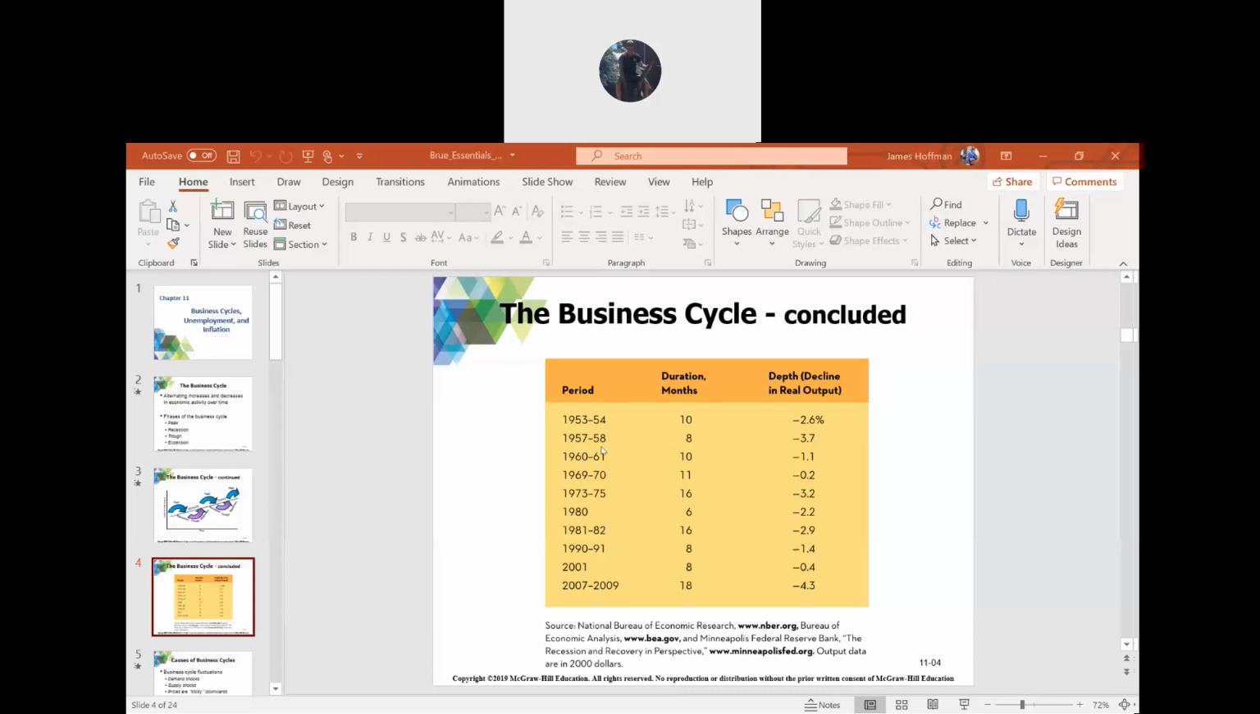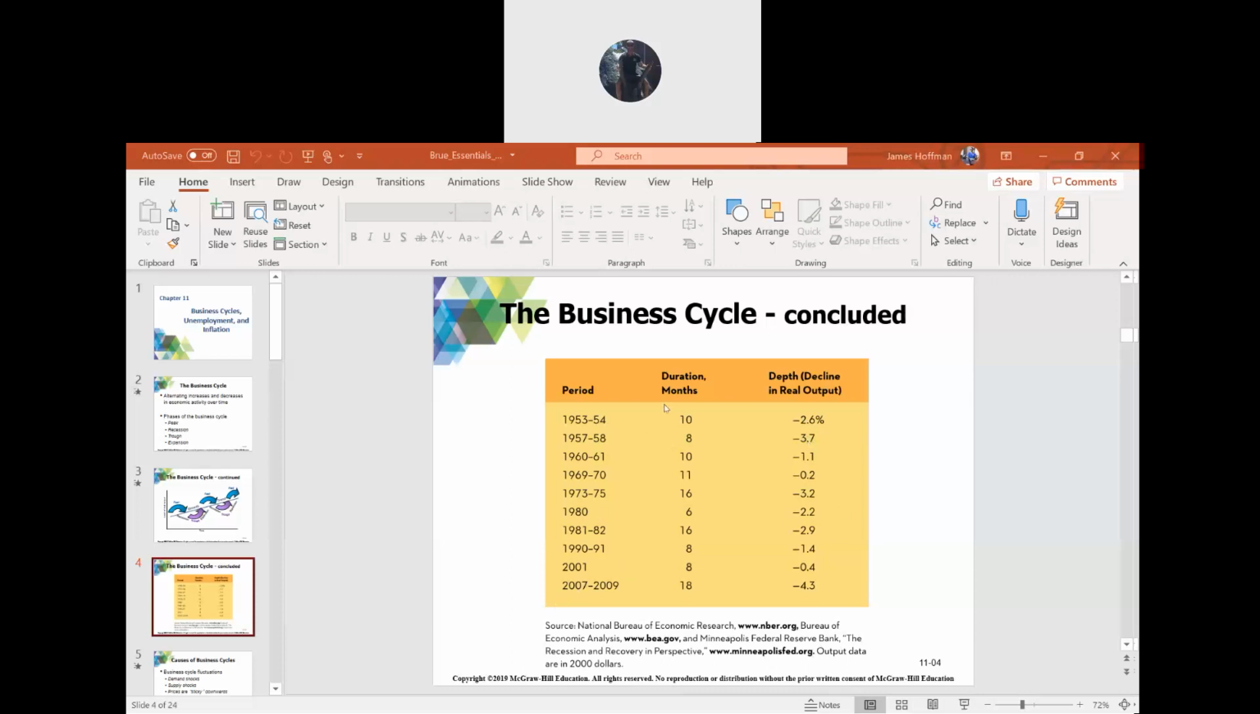All right. So these are all the official recorded recessions that we've had. There's 10 of them since 1950. This is the number of months, and this is the decline in real output. So this is the percent drop on average.